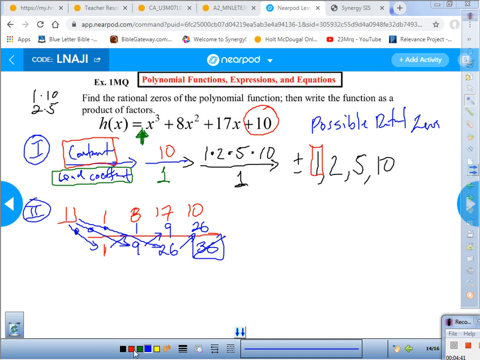So what do I do next, Mr. Q? I go to the next one. It could be positive 1 or negative. So now I'm going to test negative 1. 1, 8, 17, and 10. Bring down 1. What is negative 1 times 1? Negative 1. Combine, that's 7. Negative 1 times 7, that's negative 7. Combine, that is 10. What is negative 1 times 10? Negative 10. Combine, that gives me 0. Now we found our zero.